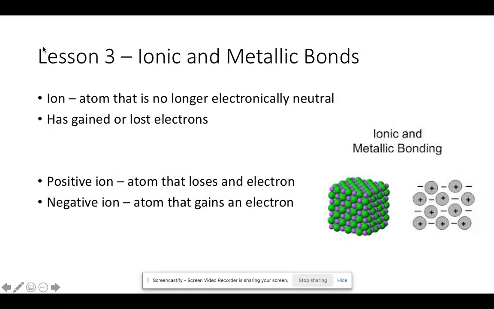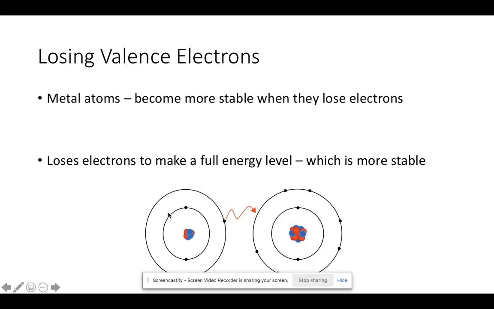So remember an ion, we talked about back in the beginning, you might not remember, but these are atoms that are no longer neutral. So they don't have an equal number of protons and electrons. They have gained or lost an electron. So a positive ion is an ion that loses an electron. Sorry, not "ion" an electron. That should be N. And a negative ion is an atom that gains an electron. So losing valence electrons: metal atoms tend to become more stable when they lose electrons, and they lose electrons to make full energy levels, which makes them more stable.